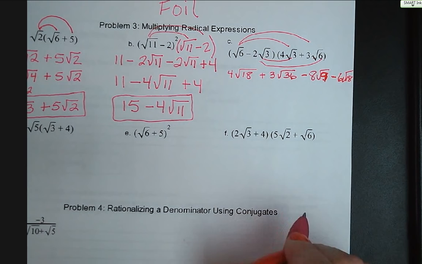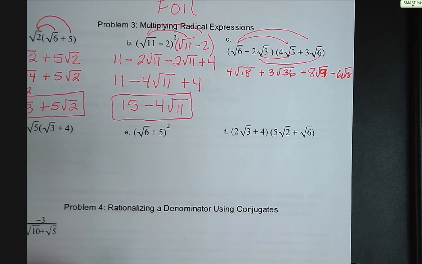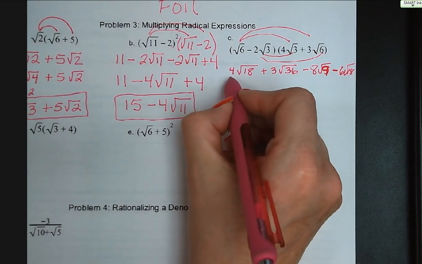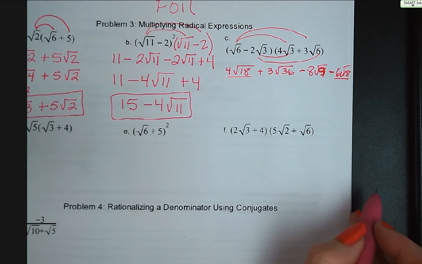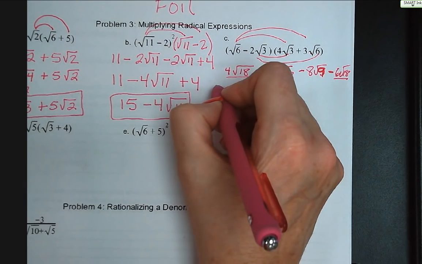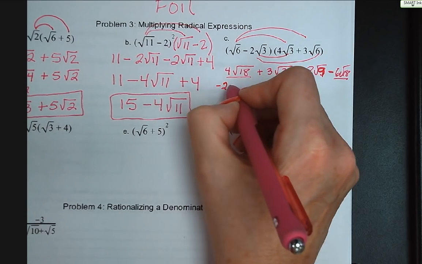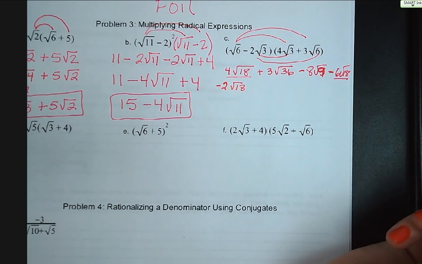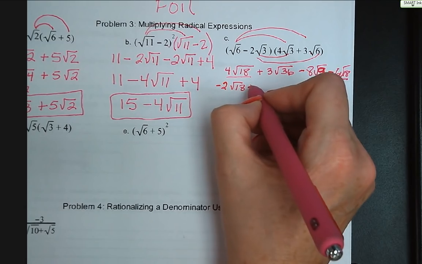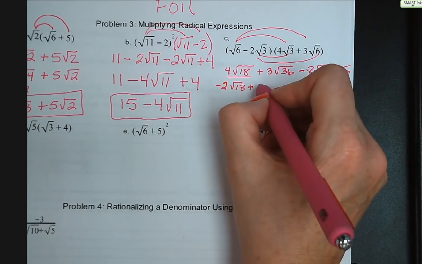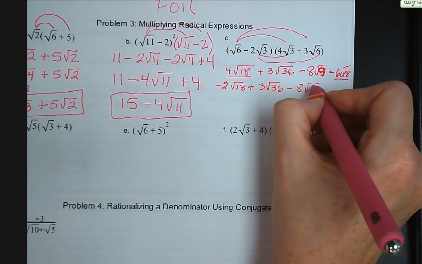So before we try to simplify anything, I want to combine any like terms that I have. And what I see is I have a 4 square root of 18 minus 6 square root of 18. So let's combine that one first. So we have negative 2 square root of 18 plus 3 times square root of 36 minus 8 square root of 9.